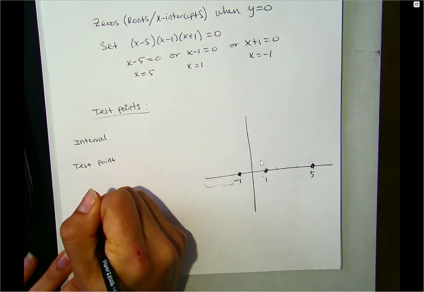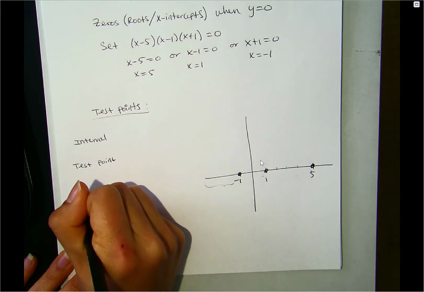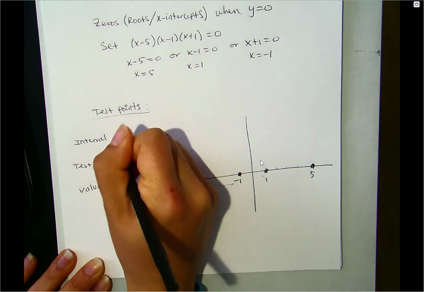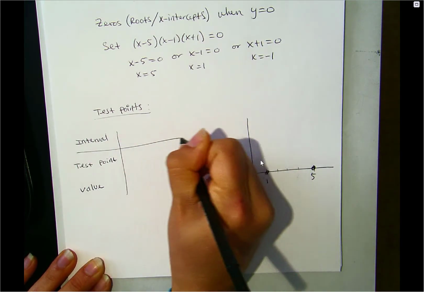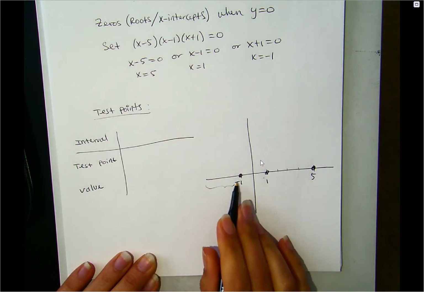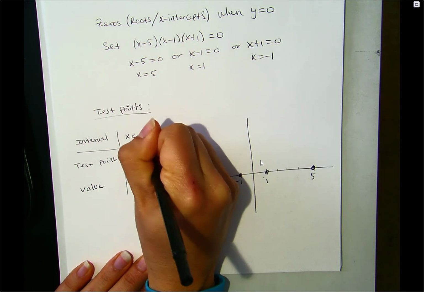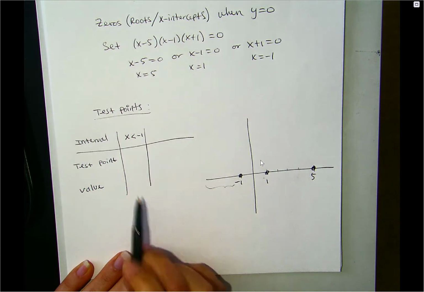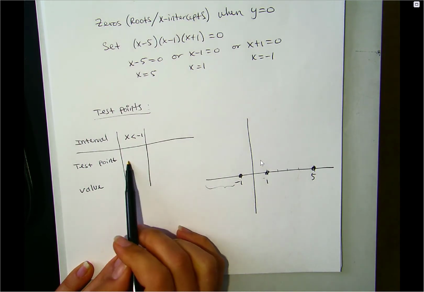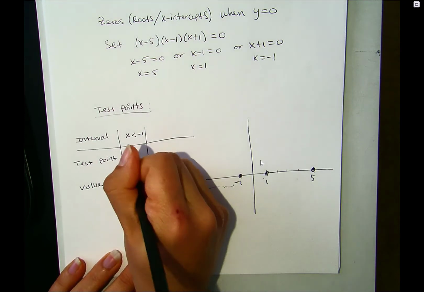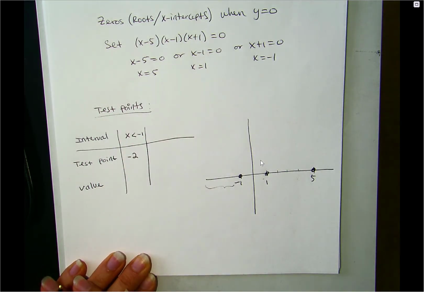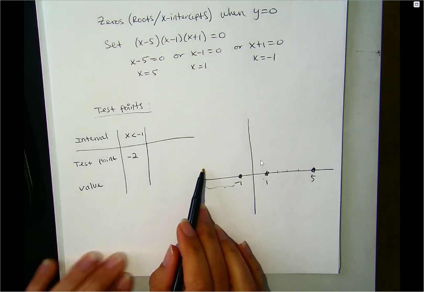And we're gonna see what the function is doing, what the graph is doing. So my first interval is going to be when x is less than negative 1. When x is less than negative 1, pick a test point. What's a number that's less than negative 1? We can pick negative 2. And then see what the y value is going to be, right?